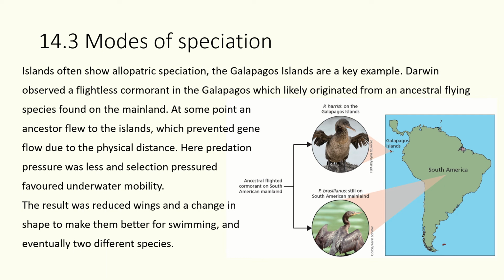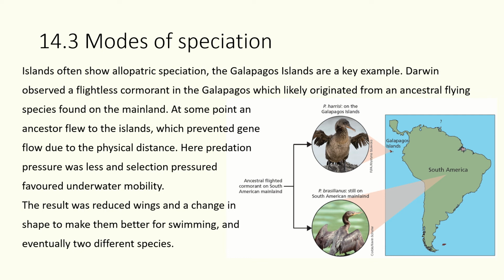So it's theorized that at some point an ancestor, one of these organisms that was the ancestor of both of these species, flew to the islands. And as a result of that physical distance, and maybe not flying back, allopatric speciation was allowed to take place. Now, allopatric speciation doesn't just occur.